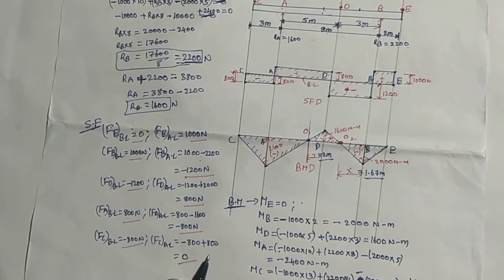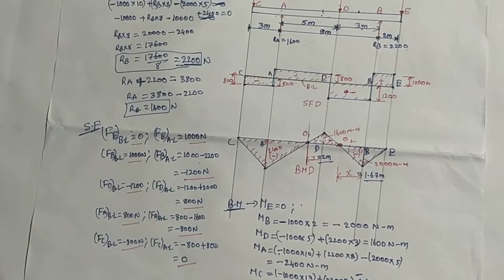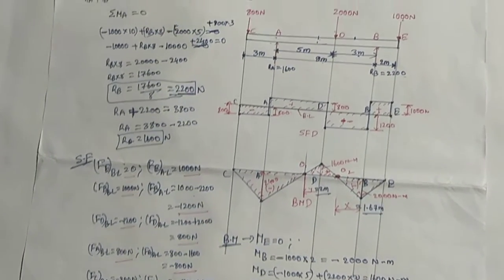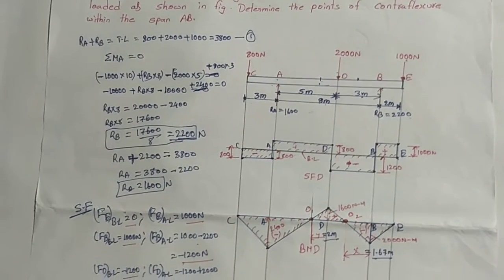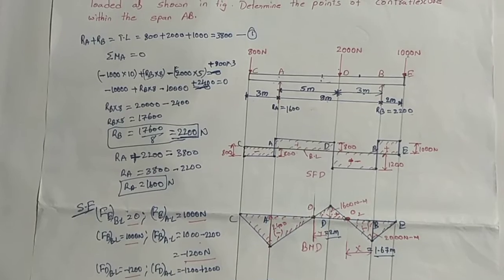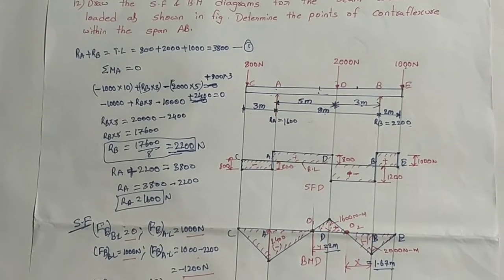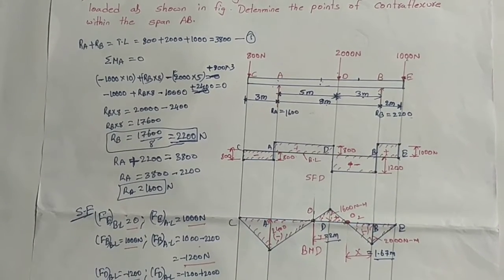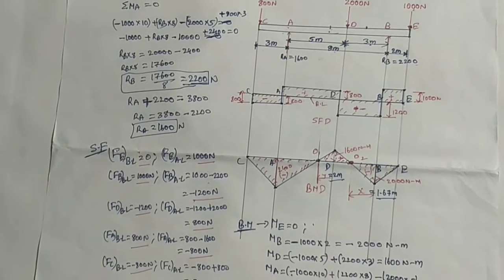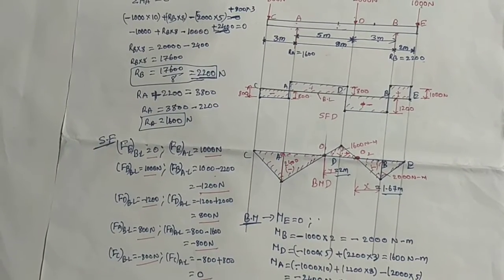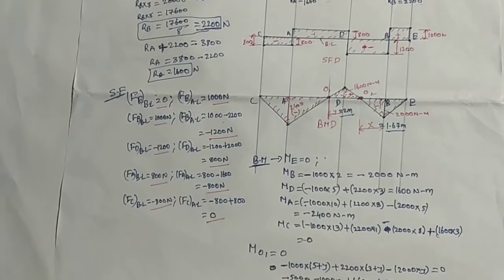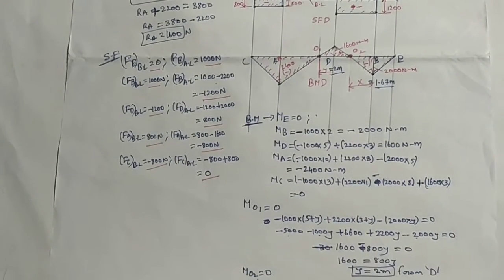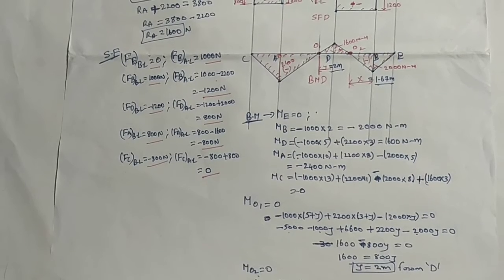By using those values, we drew the bending moment and shear force diagrams. After drawing the bending moment diagram, we located the points of contraflexure. This is the given problem. First we calculated the reaction forces. Next we calculated the shear force, and by using the shear force values, we drew the shear force diagram. Next we calculated the bending moment, and from these values we drew the bending moment diagram.